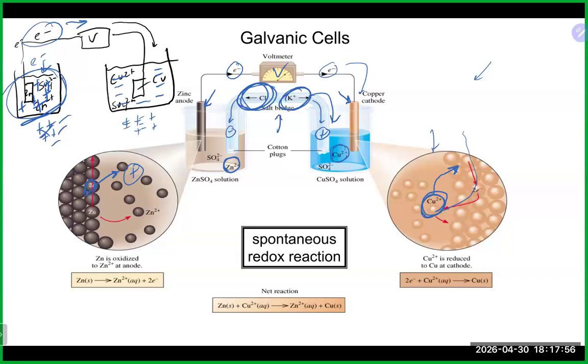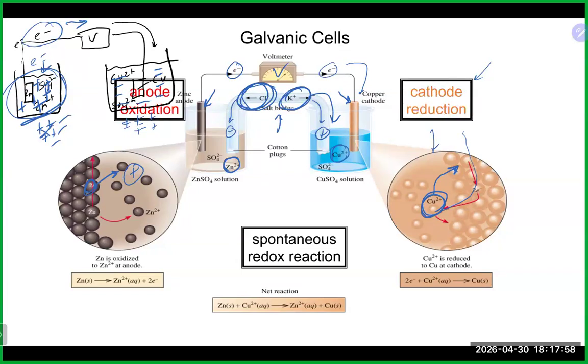Okay. So ultimately, this is, once again, just a redox reaction. We can see on the anode side, we basically have our solid zinc going to zinc with a +2 charge and giving off those 2 electrons. On the cathode side, we have our copper picking up those 2 electrons and basically coming out of solution as solid copper over there.